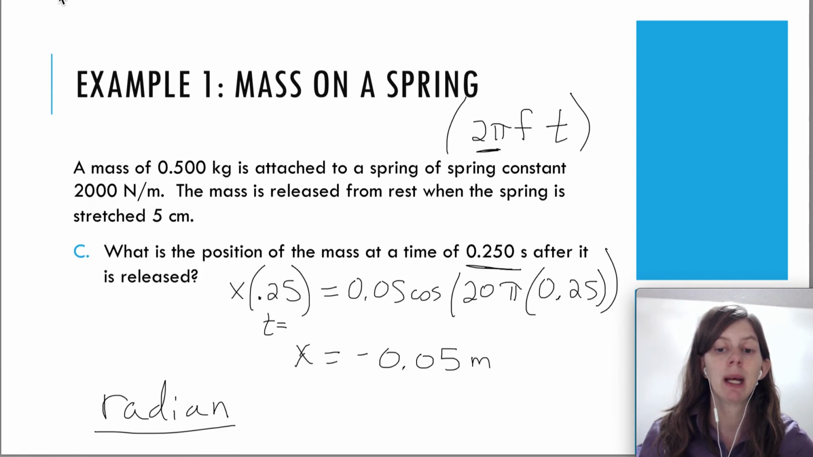And how do we write negative 5 centimeters in meters? We write negative 0.05 meters. So I always like to visualize the motion just to help make sense of it and all of these new variables. We'll talk more about simple harmonic motion in the next video.